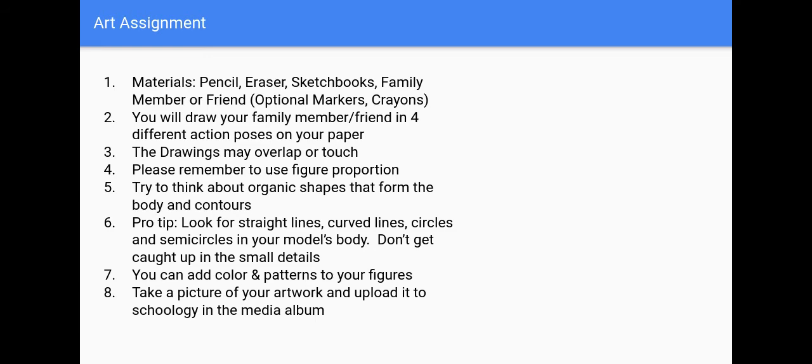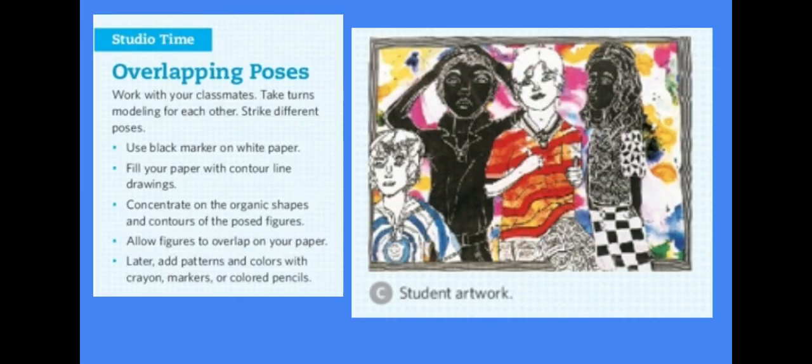Try to think about the organic shapes that form the torso or the head or the patterns on the clothing. And the contour will help you build the whole picture. And here's a pro tip for you. Look for straight lines, curved lines, circles, and semicircles in your model's body. Try and build it using shapes like we did in 4th grade, and don't get caught up in the small details. You can add color and patterns to your figure. When you're done, take a picture of your artwork and upload it to the Schoology media album.